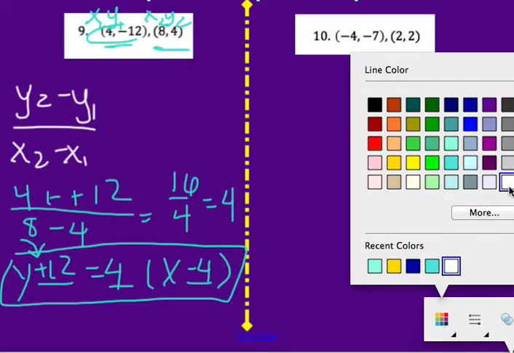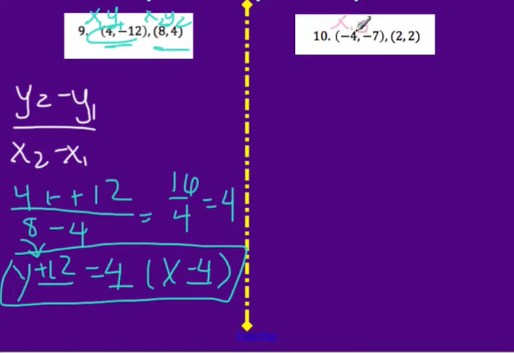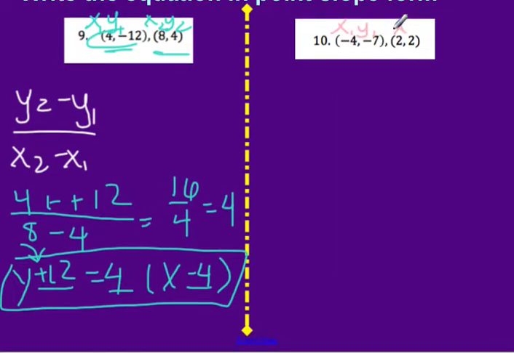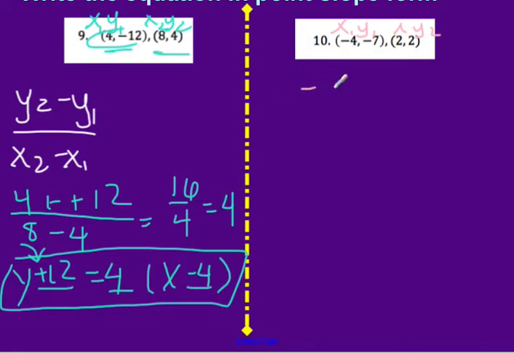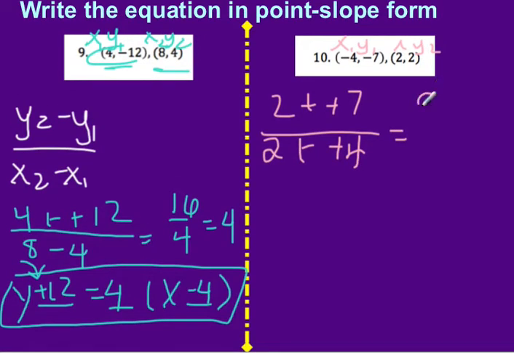Okay, let's go ahead and take a look at number 10. So for number 10, I'm going to label this x1, y1, x2, y2. Okay, so let's calculate out the slope. So y2 minus y1, again, double slashing, over x2 minus x1, double slashing. So 2 plus 7 is going to give me 9. 4 plus 2 is going to give me 6.